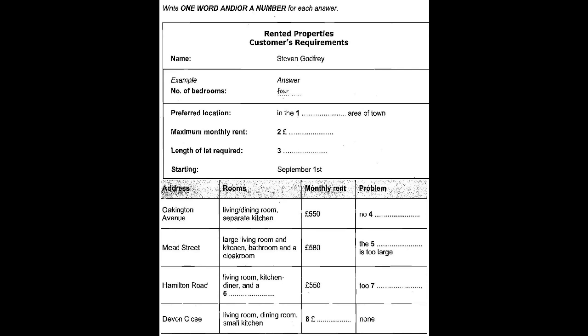The number of bedrooms needed is 4, so 4 has been written in the space. Now we shall begin. You should answer the questions as you listen, because you will not hear the recording a second time. Listen carefully and answer questions 1 to 8.